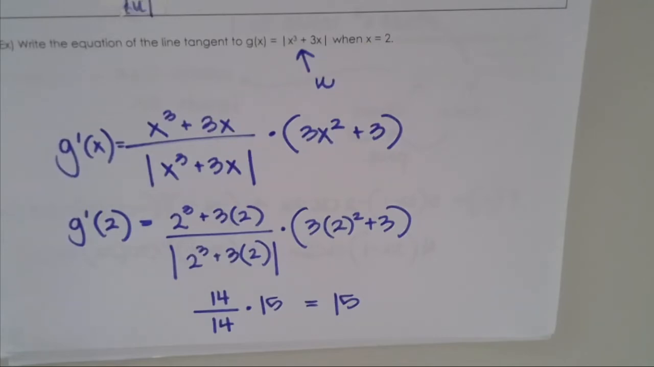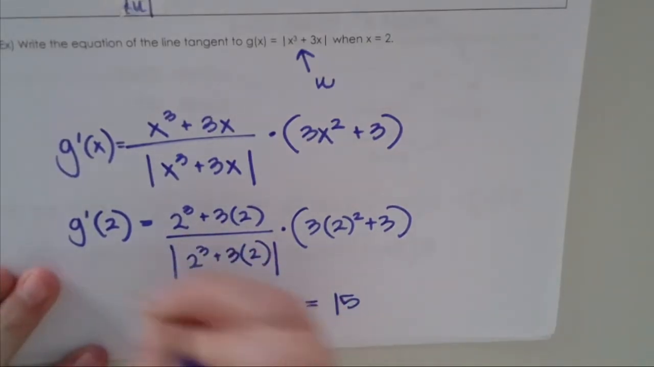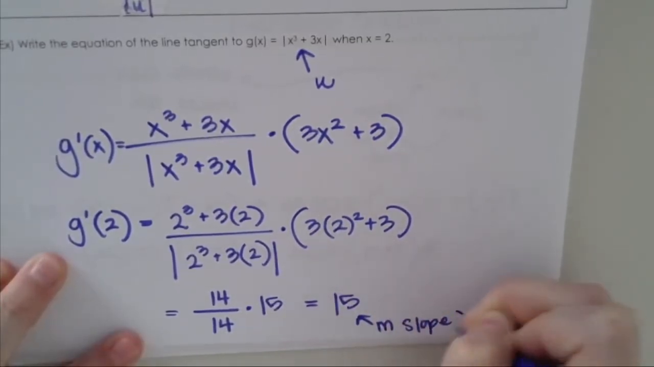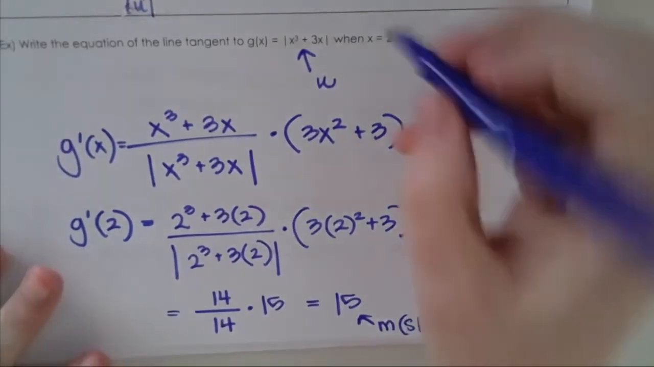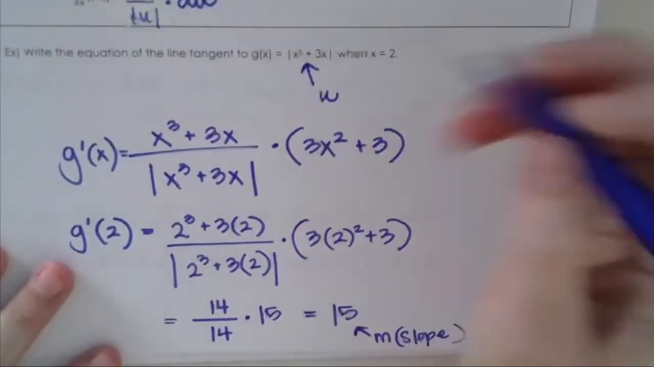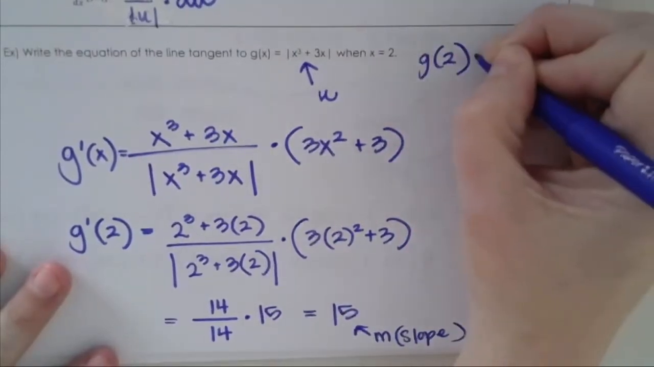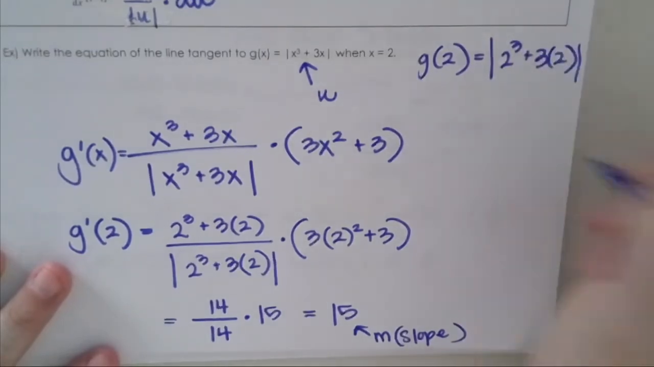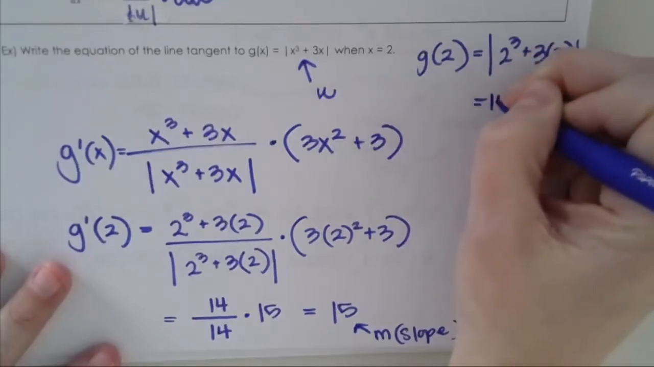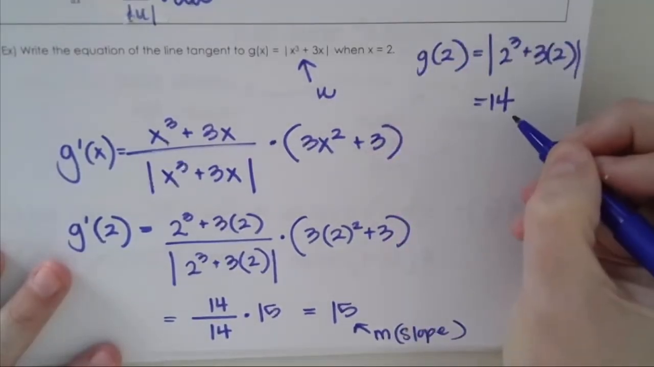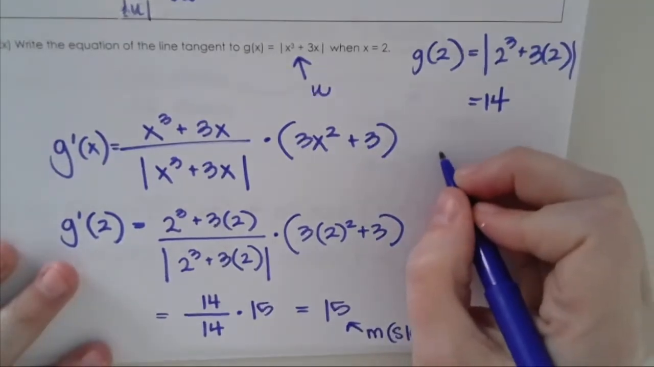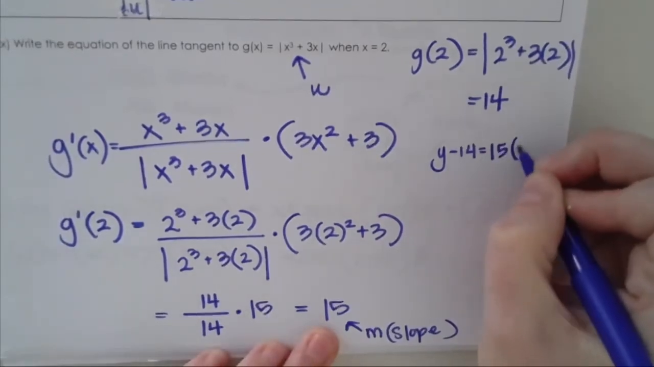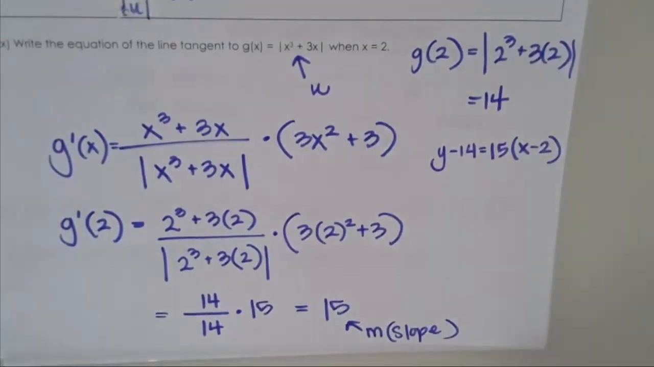Write the equation of the tangent line. So all this that I just did, that was the slope. That just got me slope, m, my slope. I want to find my x and my y. Well, I have my x. My y value is simply just where I do g of 2. So this is absolute value of 2 to the third plus 3 times 2. Well, we already know that from the bottom down there, that's 14. So that's my y value. X is 2, y is 14. So the equation of the tangent line is y minus 14 equals m, my slope, 15 times x minus 2, that x value right there.